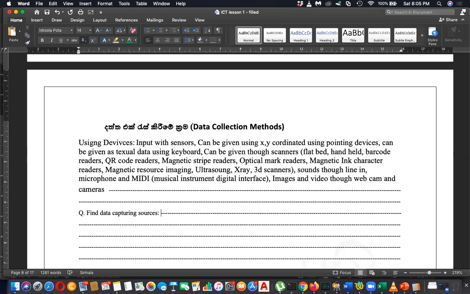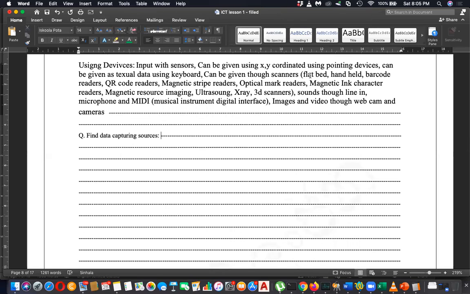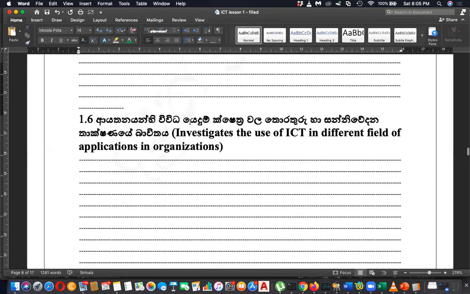That is also a data collection method. Data collection methods can be manual, electronic, or mechanical. You can use manual methods, electronic methods, and mechanical methods to collect data. Okay, let's move to the next one. I think it's finished writing.